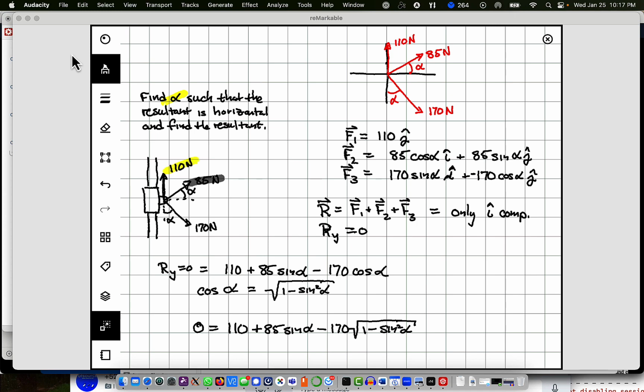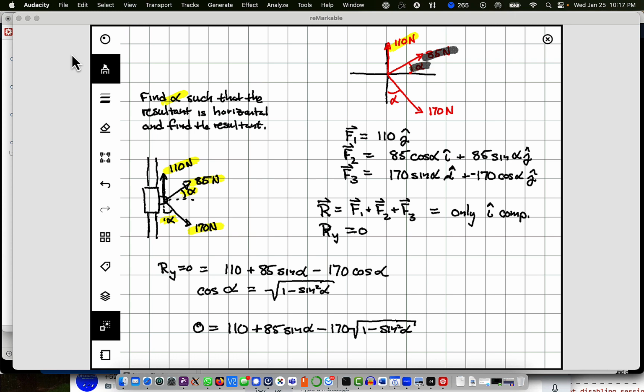Okay. So the first thing that I would do is I would draw a free body diagram. So that's this over here, and I simplified it dramatically. I took the collar out and all that jazz. It really is just three forces: the 110 that's up, the 85 at alpha, and the 170 at alpha.